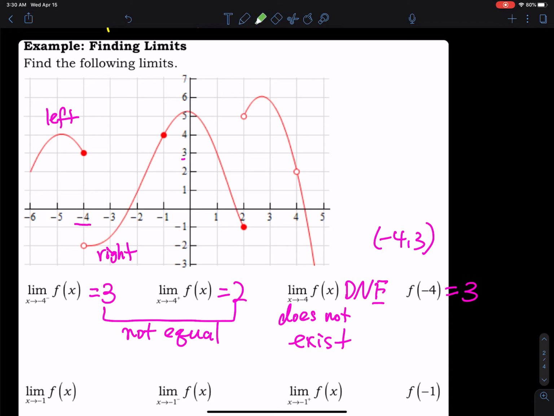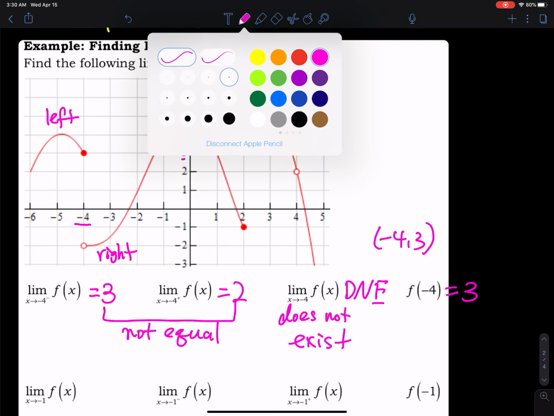What if this is an open circle? This point right here is an open circle. If this point is an open circle, that means f of negative 4 doesn't exist. All right, moving on to the next one.